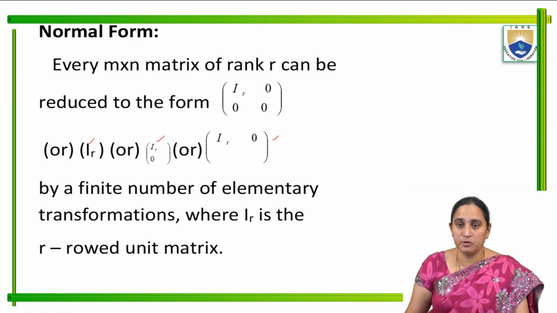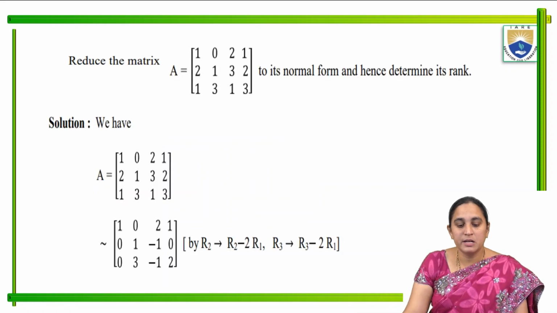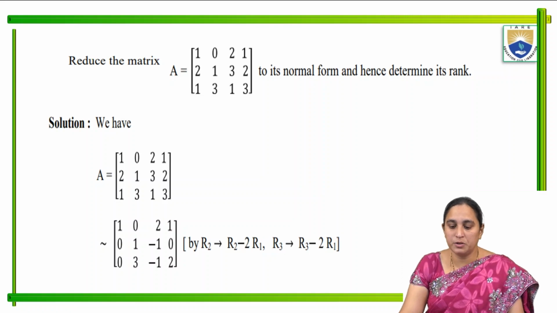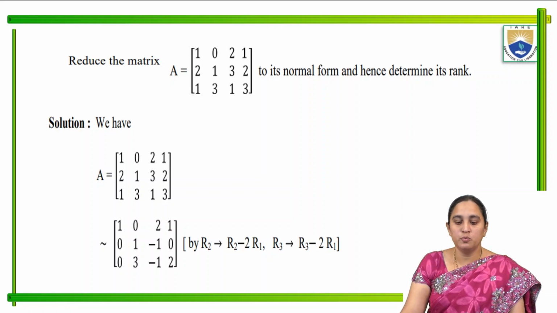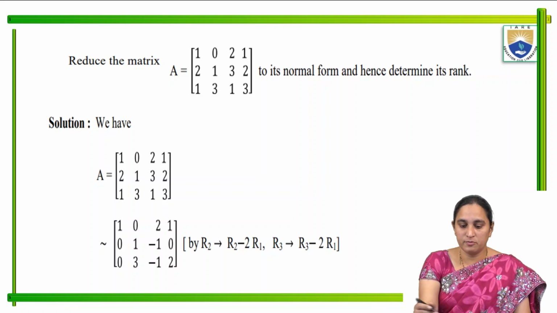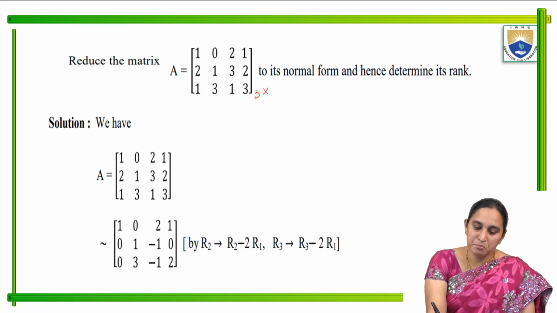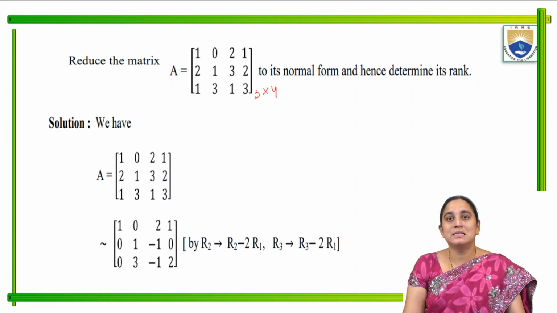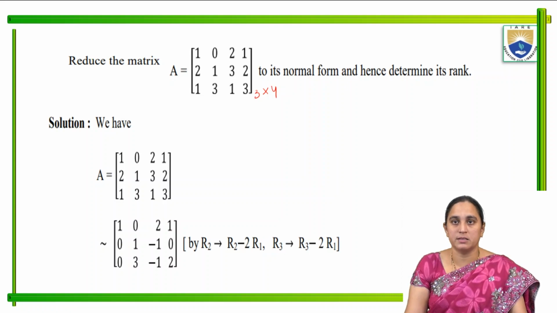I want to discuss one question for this. First question: reduce the matrix A = [1 0 2 1; 2 1 3 2; 1 3 1 3] to its normal form and hence determine its rank. Observe the given matrix: the number of rows is 3 and the number of columns is 4. Is it a rectangular matrix or a square matrix? This is a rectangular matrix.